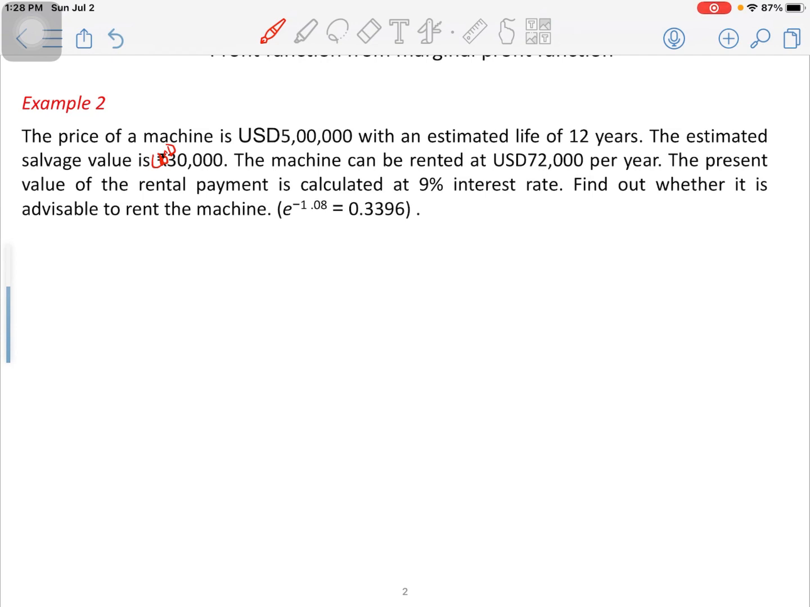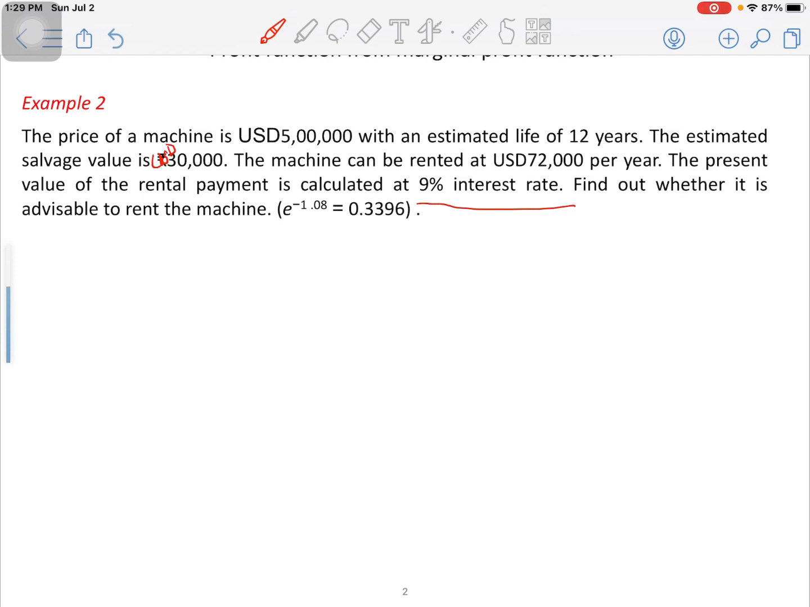The machine can be rented today, if you buy it, at 72,000 per year. So the present value of the rental payment is calculated at a 9% interest rate. The question is, we should find out whether it is advisable to rent the machine.